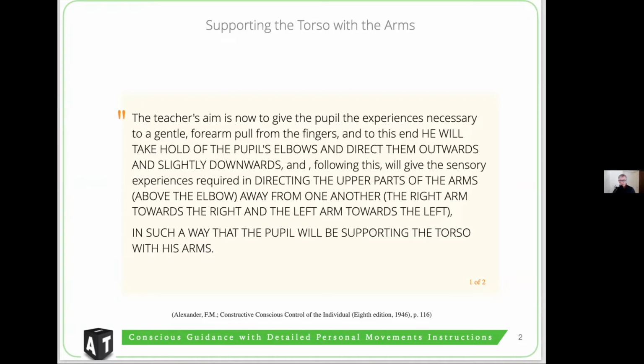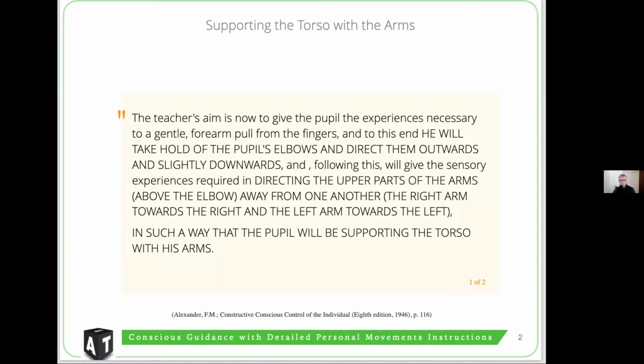So during the training, you have to train yourself in order to understand what the procedure is. The teacher is to provide experiences. This has to be discussed, because I don't think it's a good way to present it. But for the moment, let's hear what Alexander has to say. So the teacher's aim is to give the pupil the experiences necessary to a gentle forearm pull from the fingers. And to this end, he will take hold of the pupil's elbows and direct them outwards and slightly downwards.